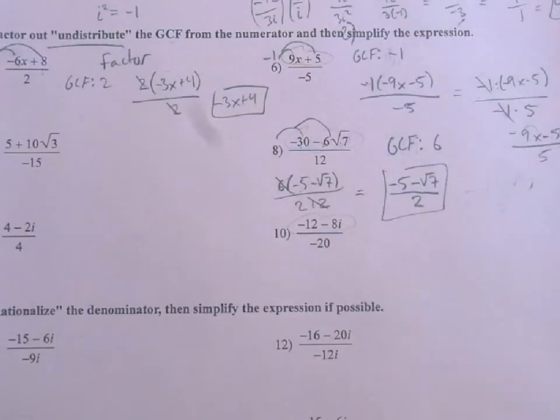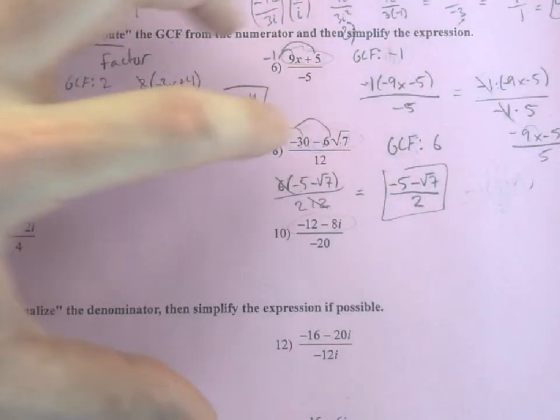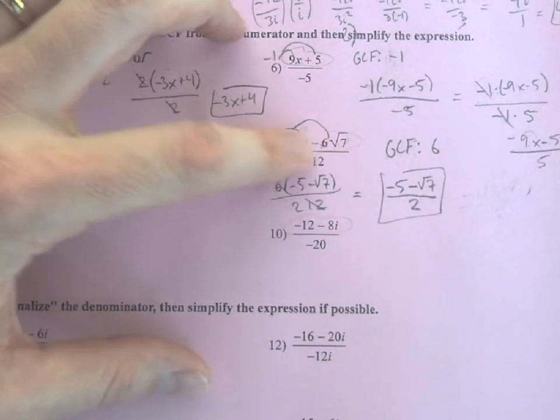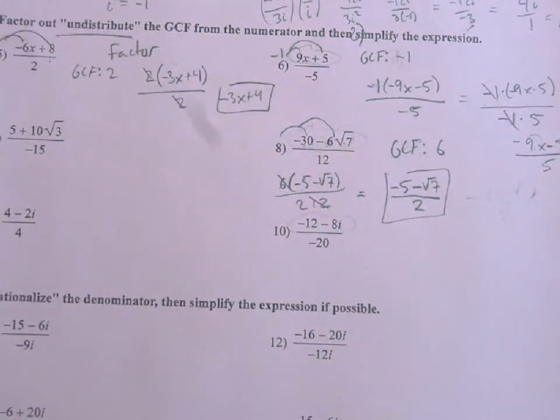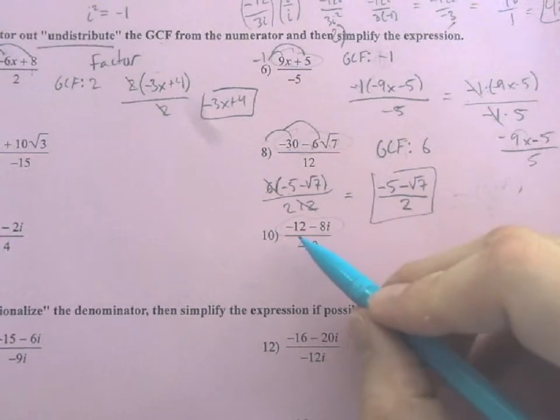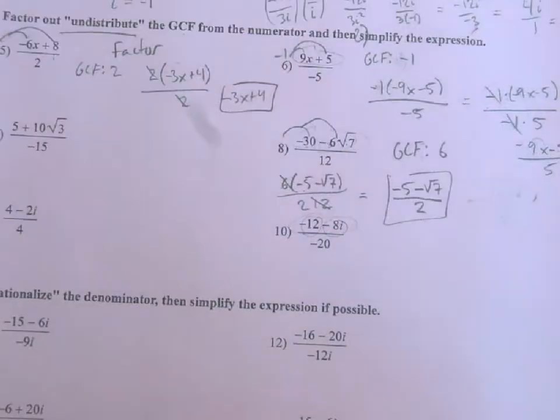Okay, so the steps were the same, right? We start by finding the greatest common factor of the top two terms. We undistribute it, and then we cancel anything that's on the outside that can cancel. Any common factors of the top and the bottom. All right, we're going to do the same thing here. So what is the greatest common factor of these two numbers?